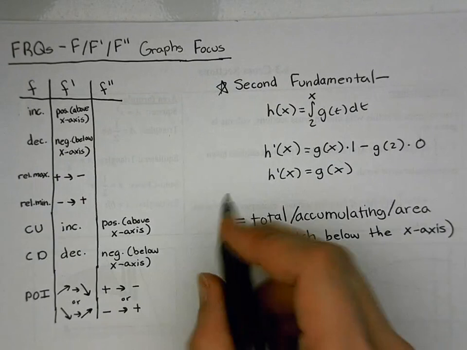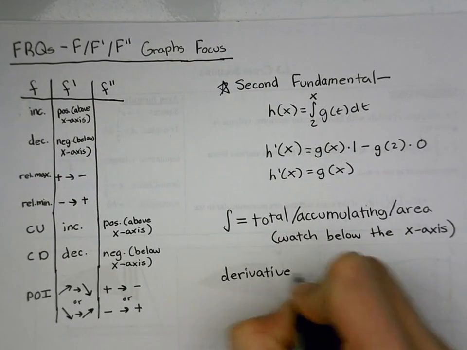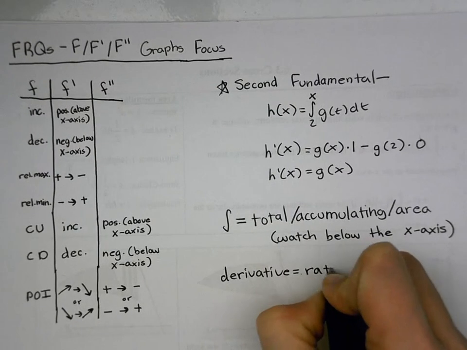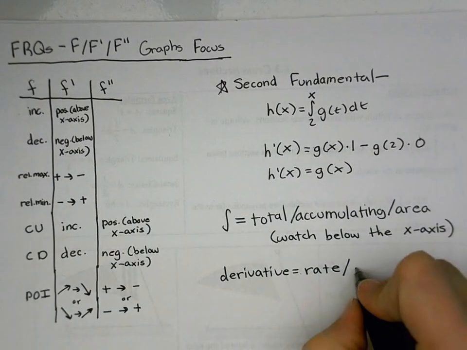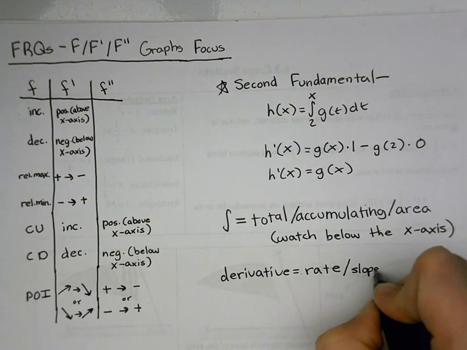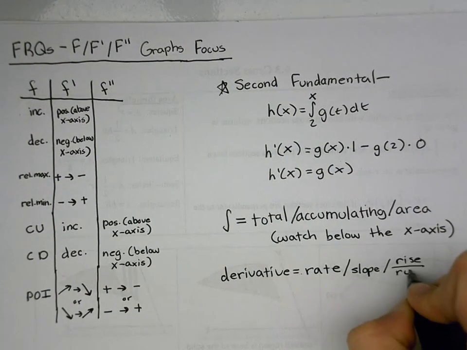And then a derivative, as a reminder, is a rate, or for our graphs here, since we're looking at a graph, we're going to be using more the idea of a slope, rise over run, change in y over change in x, something like that.